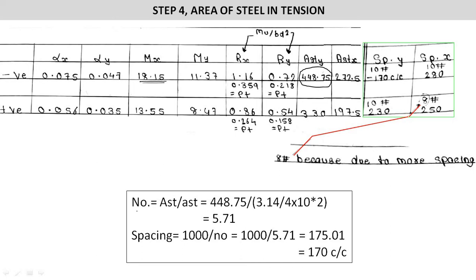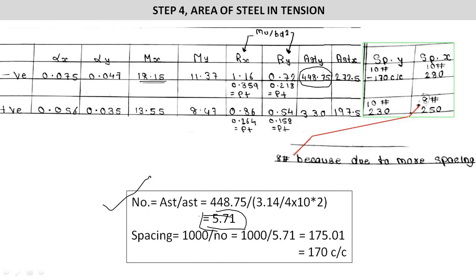For spacing, the first step is the number, which equals capital AST upon small ast. Capital AST means area provided, which is 448.75, divided by small ast. Small ast means area of bar, so pi by 4 into d square. I have taken the diameter of bar as 10 mm, so 10 square. We have found the number as 5.71 numbers per meter. For spacing, the equation is 1000 upon number, so 1000 upon 5.71, which means 175.01 mm center to center.